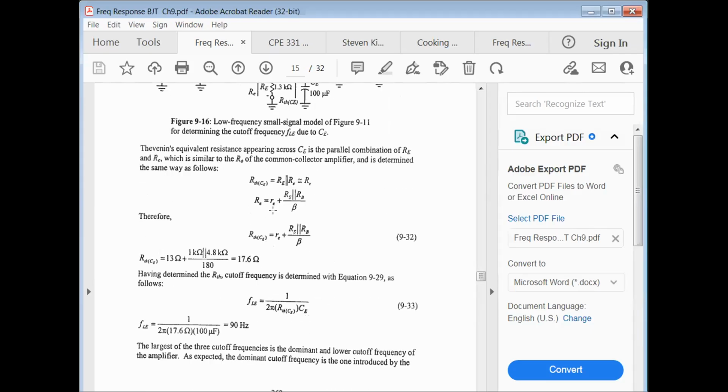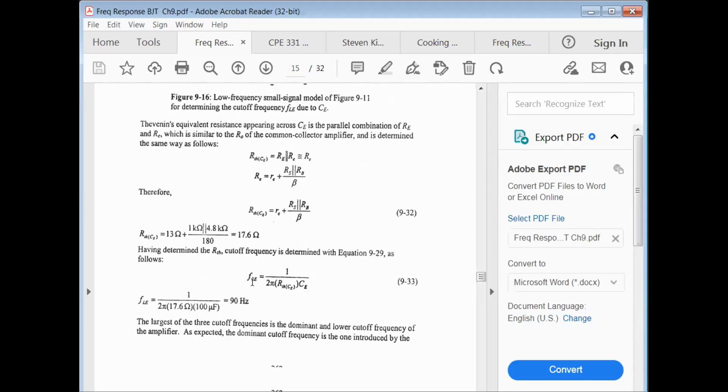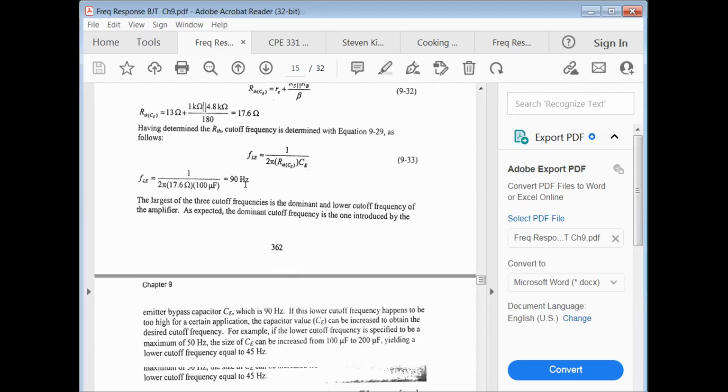And since we know all these values, little re of course comes from our gm, which we would have calculated earlier. So our R Thevenin of CE is basically this equation here. Plugging our numbers in, we get 17.6 ohms. And so our low frequency pole, due to our emitter bypass capacitor, is given by this equation. They're all the same equation, 1 over 2 pi R Thevenin times C something. Plugging the numbers in, we get 90 hertz.